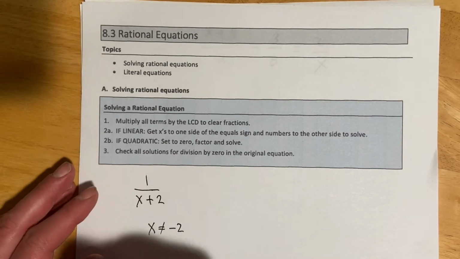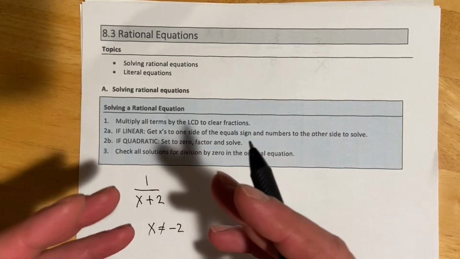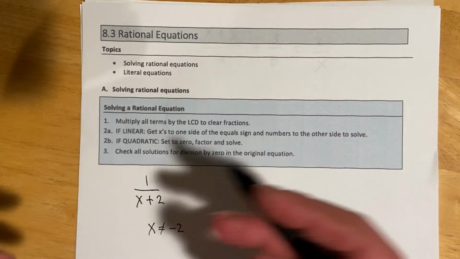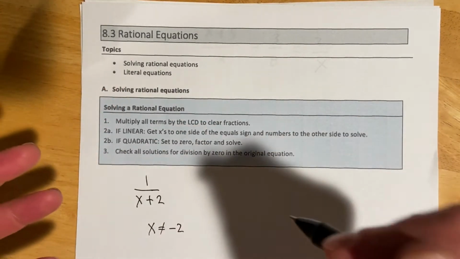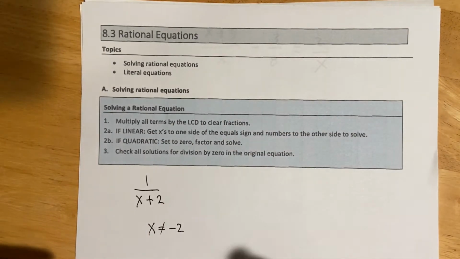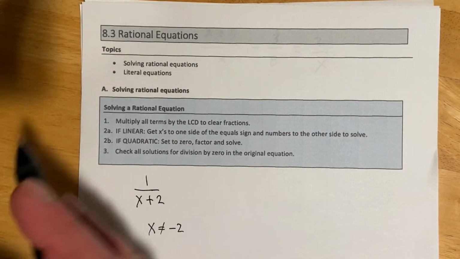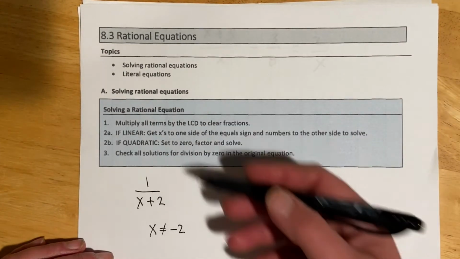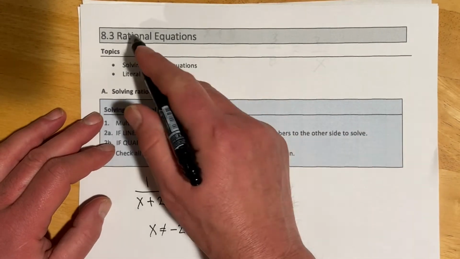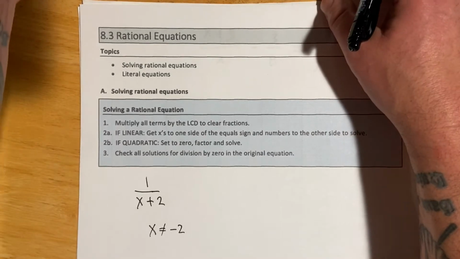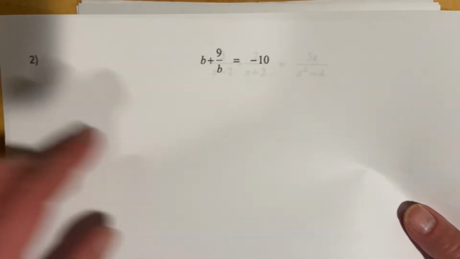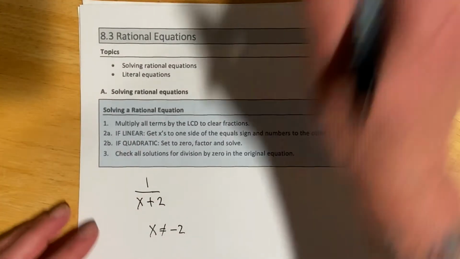In this section we move from expressions, things we're simplifying, adding, subtracting, multiplying, dividing, to equations. So these are going to be where we have an equal sign in the problem and we're actually solving for x. So we're going from simplifying to solving. And we have some pretty set steps for doing that with the rationals. Rationals are going to be these things where they have fractions in them. So that's what a rational equation will look like, a fraction and an equals.